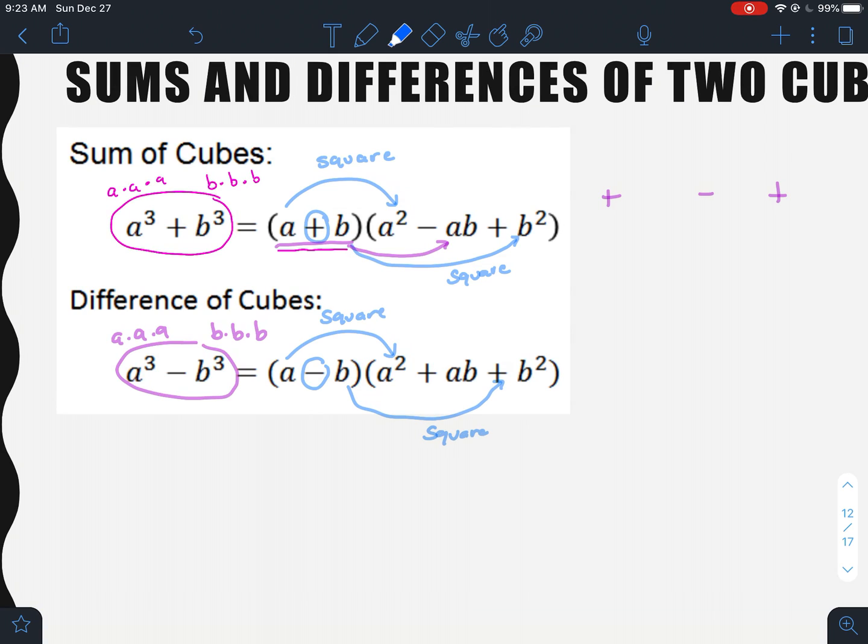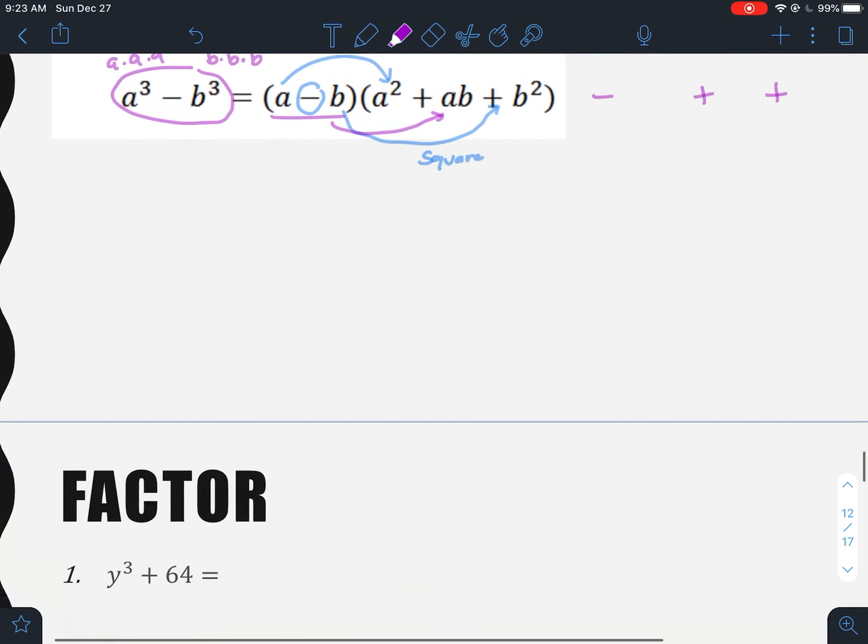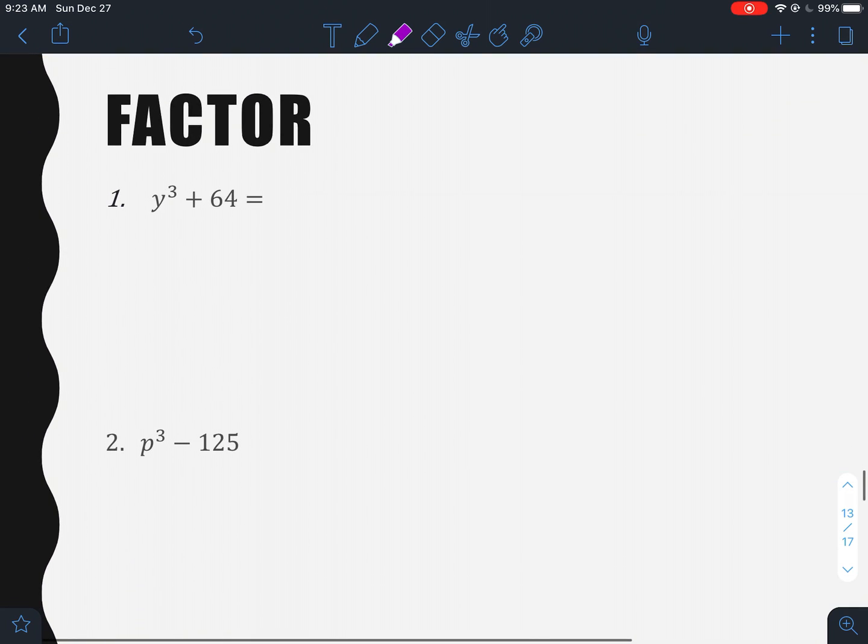And then the same thing, you square that first term, you square that second term, and then you multiply those 2 terms without the sign to get that middle term. And then for the difference of 2 cubes, your signs are minus, then plus, then plus.